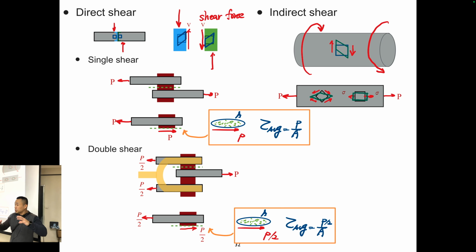Indirect shear just lets you know that if you twist a bar or distort a bar, you also give indirect shear to the material element on that device. Previously it is a square. After you do the loading, it becomes a shape like this, a parallelogram.